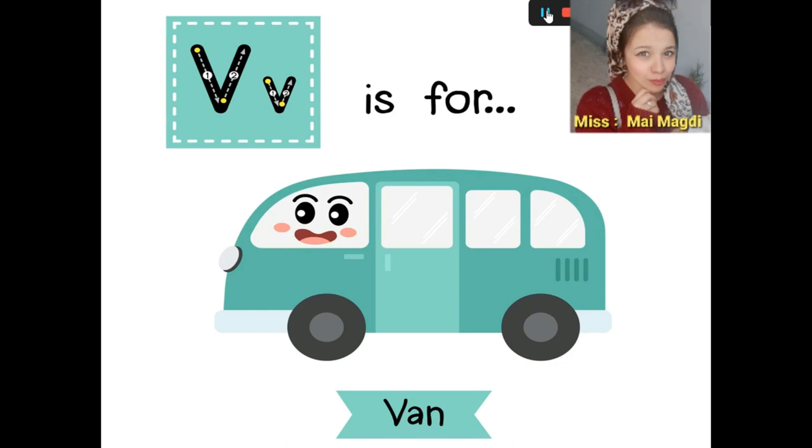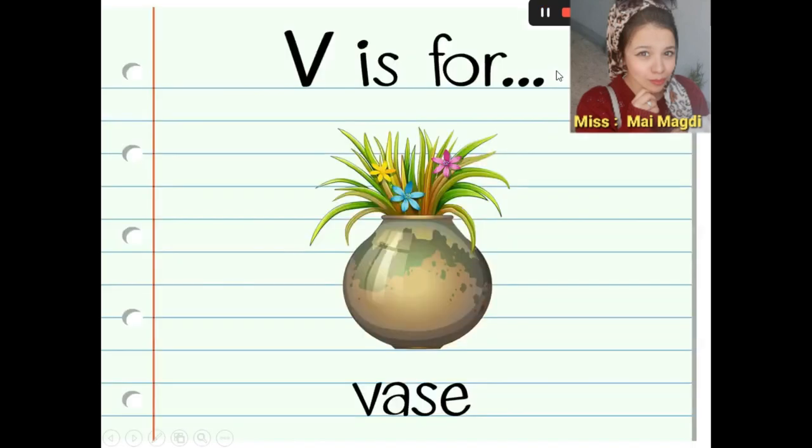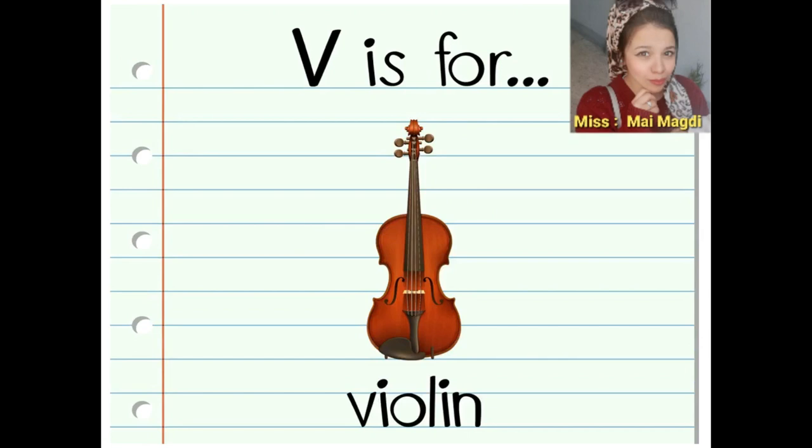The sound of letter V is V, V, V. Repeat after me. V, V, V. Again. V, V, van. V, V, vase. V, V, violin. Again, what's the sound of letter V?